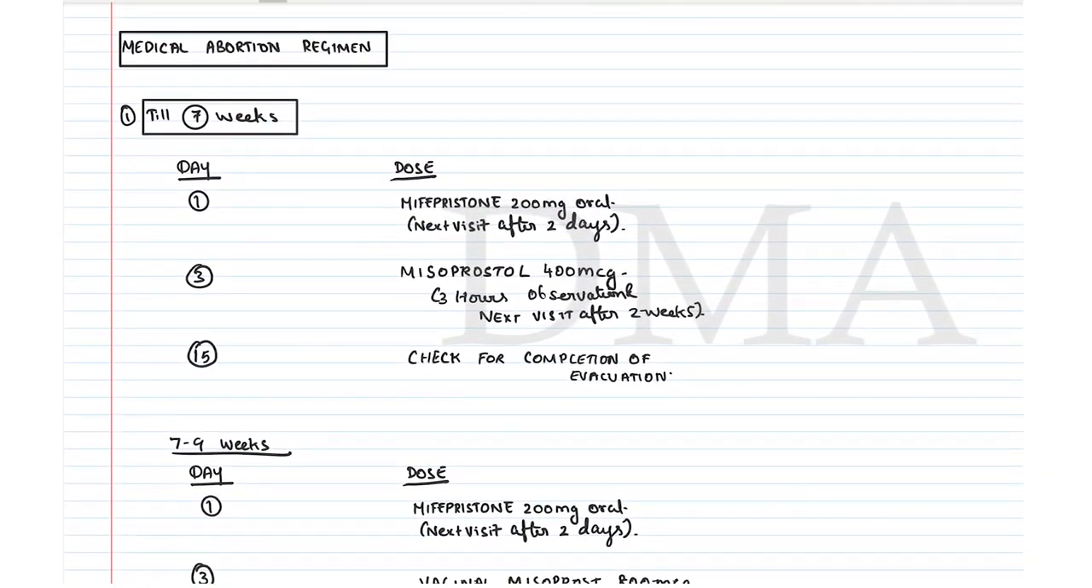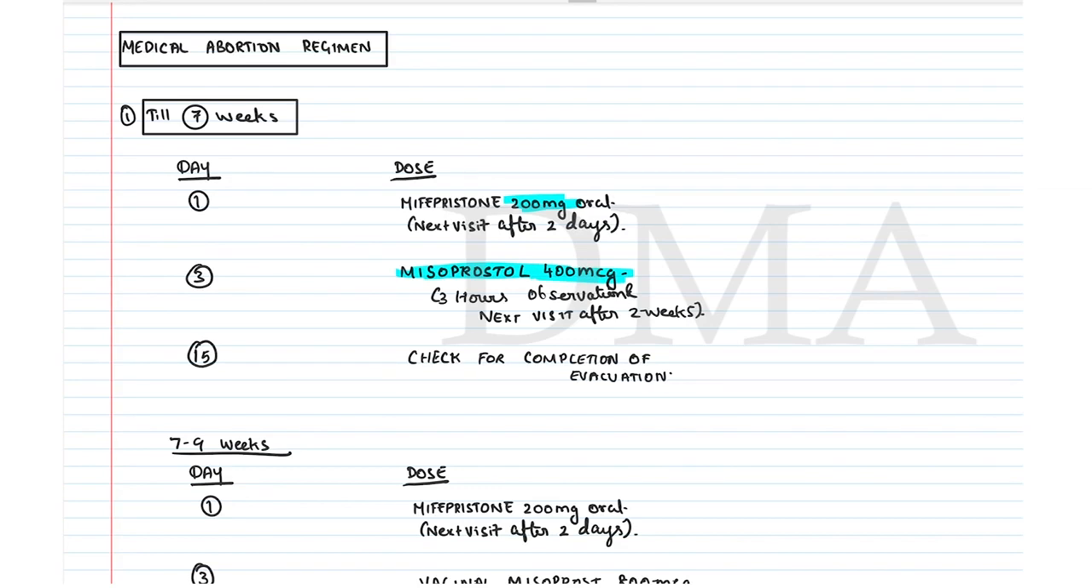Next, we are doing the medical abortion regimen, that is the government approved one. If the abortion is done before 7 weeks, then on day one you give mifepristone 200 mg orally and tell the patient to come back after 2 days. And when the patient visits you on the third day, you give misoprostol 400 mcg.